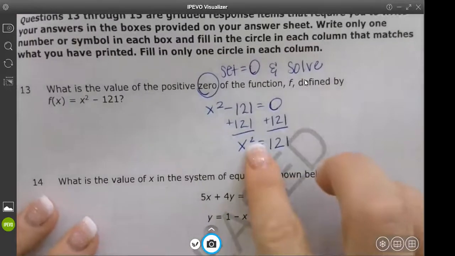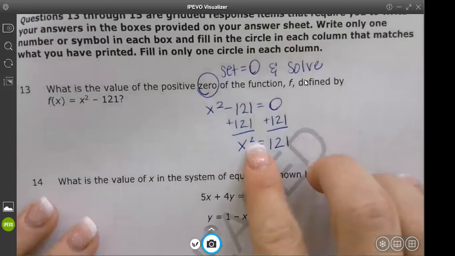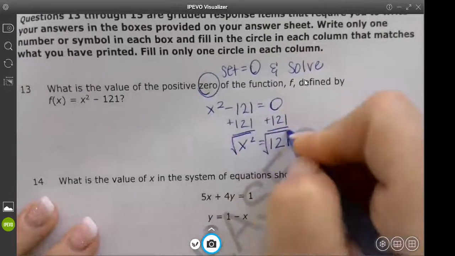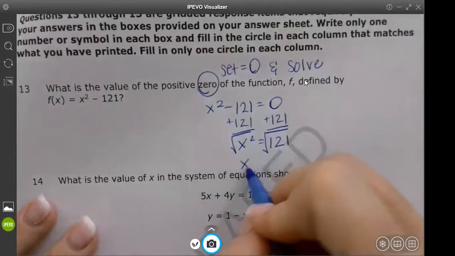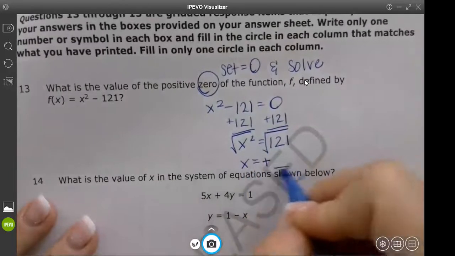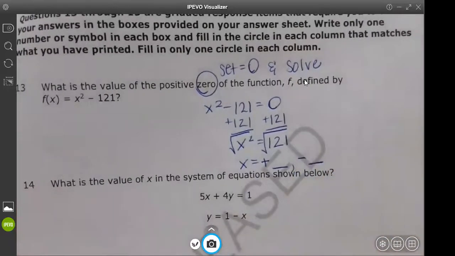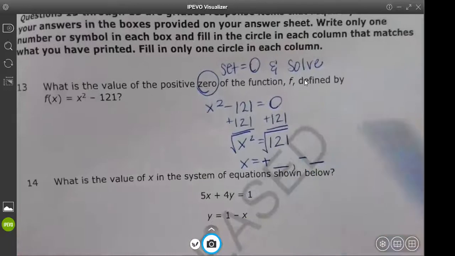Do you remember how to get rid of the square? Yeah, the square root, that little checkbox thing. So we're going to take the square root. And remember, there are two answers. There's a positive answer and there's a negative answer. Okay. What is the square root of 121?